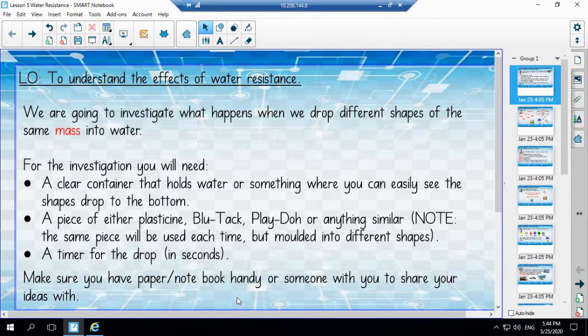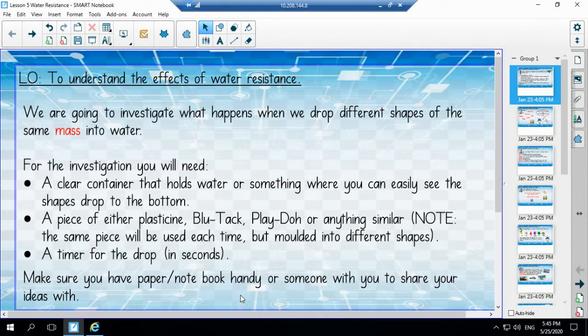Hello Year 5. This is our fifth and final lesson on our forces topic, and the learning objective for today is to understand the effects of water resistance. This lesson includes an investigation where we are going to find out what happens when we drop different shapes of the same mass into water.